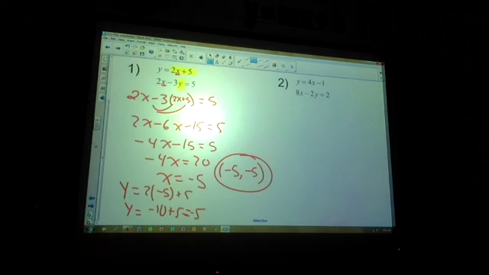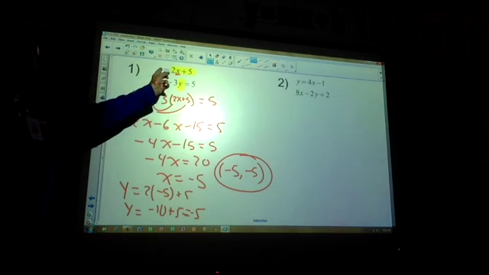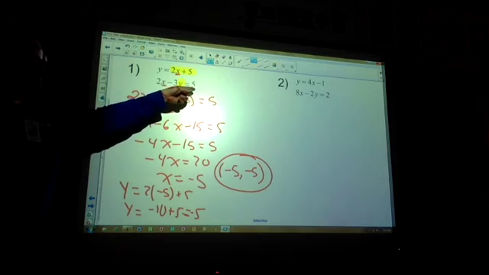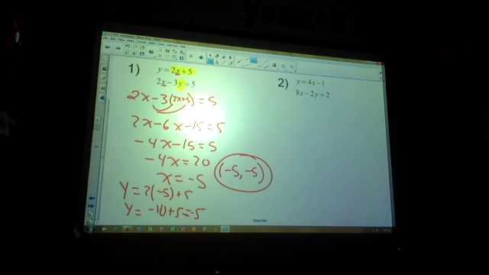If I plug negative 5 back into the original problem, I'd get true and true. If I plug negative 5 into this, I get negative 5 equals negative 10 plus 5. Negative 5 equals negative 5. If I plug it in here, I get negative 10 plus 15. It's positive 5. Works.